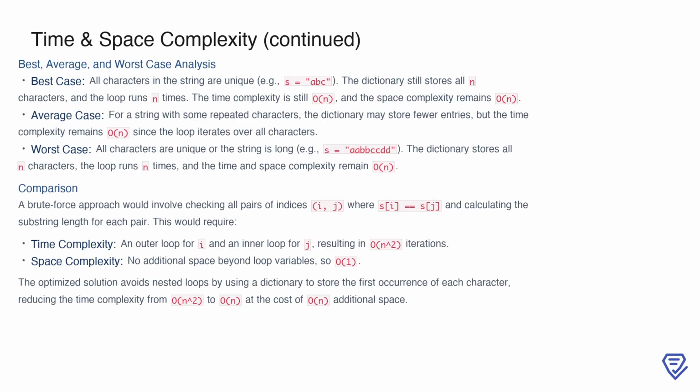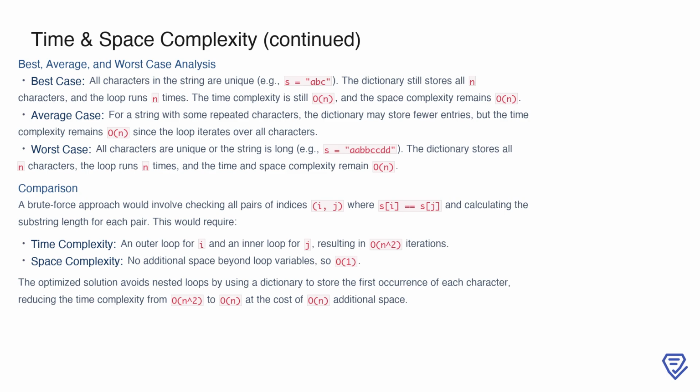The solution performs efficiently across all cases, whether best, average, or worst. In the best case, where all characters in the string are unique, the dictionary still stores all n characters, and the loop runs n times. The time complexity remains O(n), and the space complexity is also O(n).